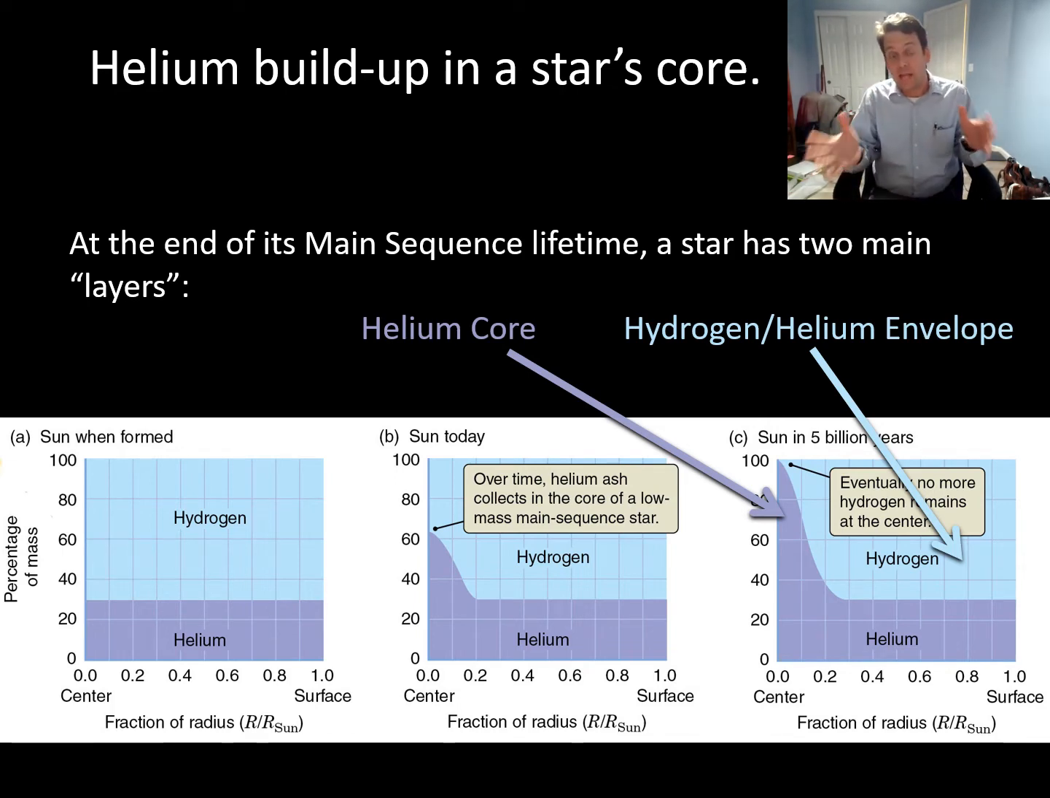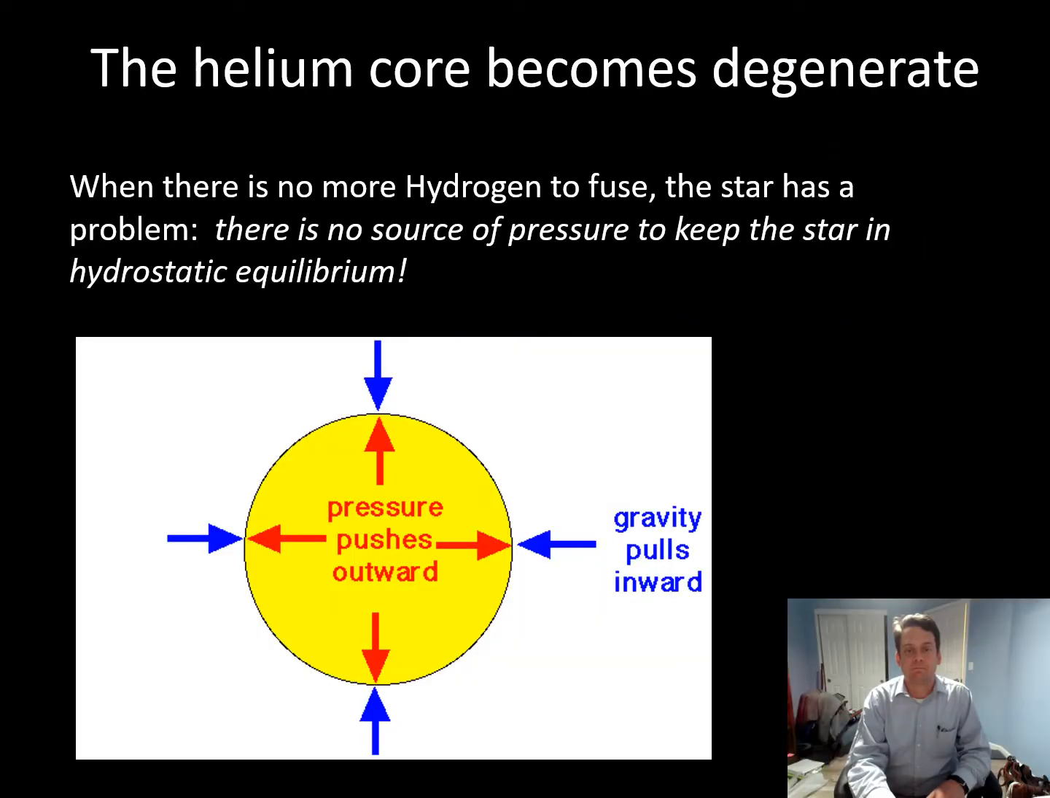So at this point, the star is going to have two main layers. It's going to have a helium core in the center, and then an envelope surrounding that core, which is going to consist of hydrogen and helium, just as it always did. So you've got these two main parts of the star. Now, to understand what's going to happen at this point, we need to back up and remember why the star was in equilibrium to begin with. It formed due to gravitational attraction within the giant molecular cloud. Gravity was always acting as an attractive force.